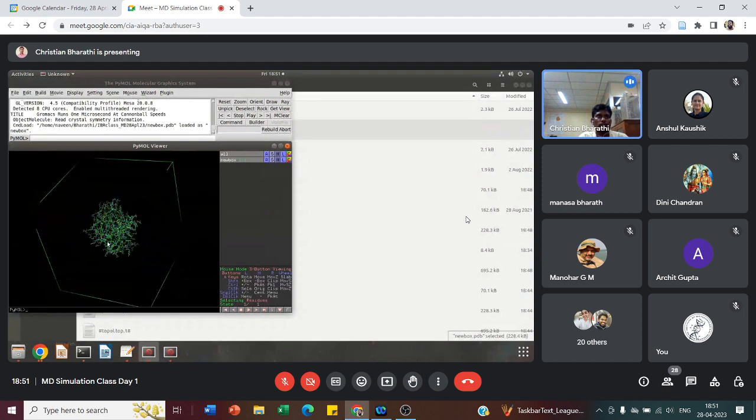So previously there was no box. Now we have generated the cubic box around the protein.